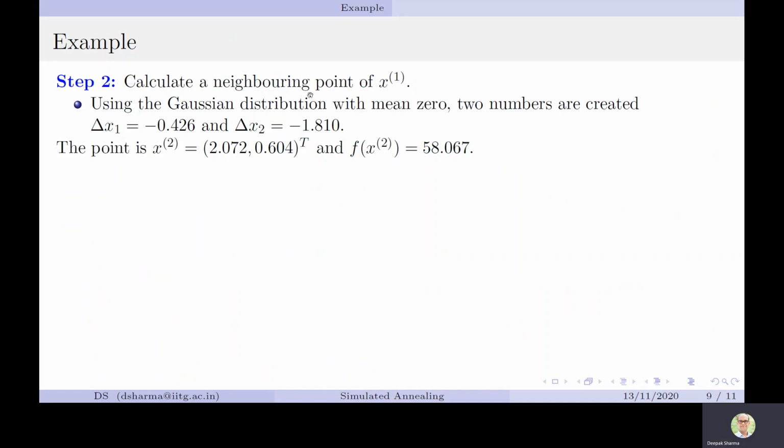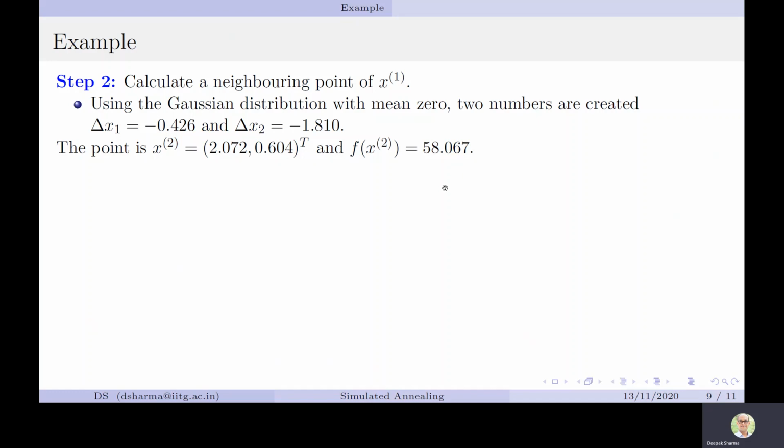So now we are going to create a neighborhood point at x1. We remember that we are going to use a Gaussian distribution with a mean of 0. Here there is a small thing: this delta x1 and delta x2, as in the previous slides as well, we are considering the mean as 0, and sigma we already calculated earlier. By using that, we get delta x1 and delta x2, and this particular value we are going to subtract from x1, and this is also subtracted. Now here you will get x2 as 2.072 and 0.604.